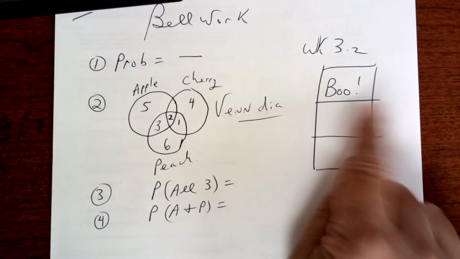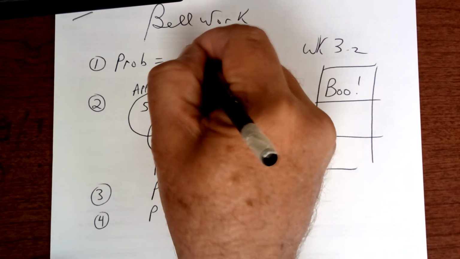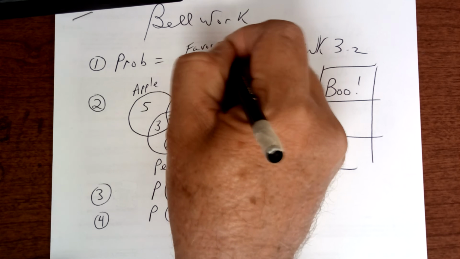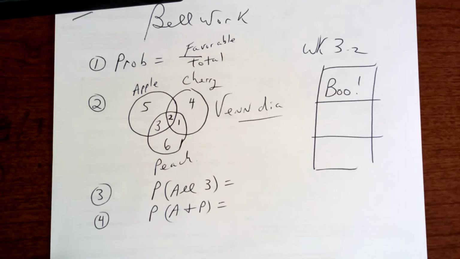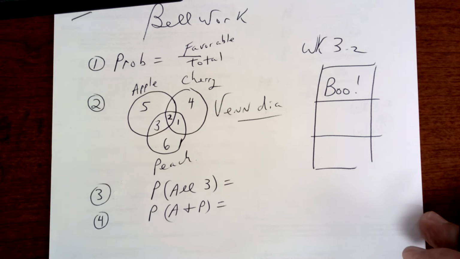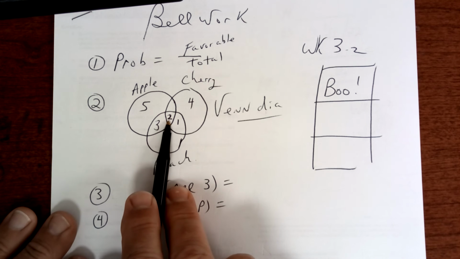What's the formula for probability? Probability is favorable over the total. There's your formula. Okay, so look here. This is called a Venn diagram. Now, look at where they all three overlap. So this number here is in common to the apple, the cherry, and the peach.